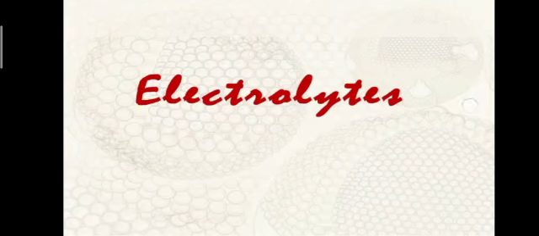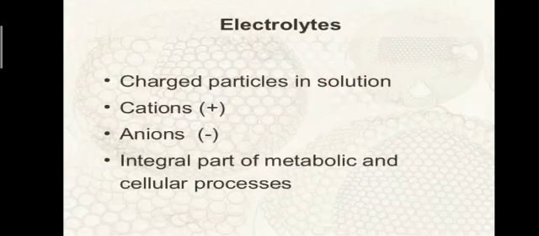Next is electrolytes. As you know, the substances which conduct electricity in molten or solution form are called electrolytes. Means they have a number of free electrons. So the substances which in solution or in molten state conduct electricity are called electrolytes. Every substance which can conduct electricity has free electrons. Electrolytes may be strong or weak depending upon the extent of ionization. As you know, the strong electrolyte will completely ionize while the weak electrolyte will partially ionize.